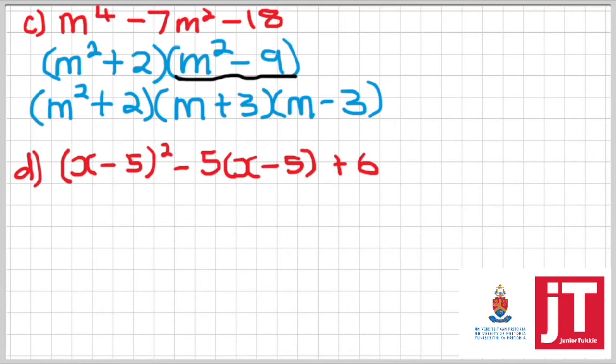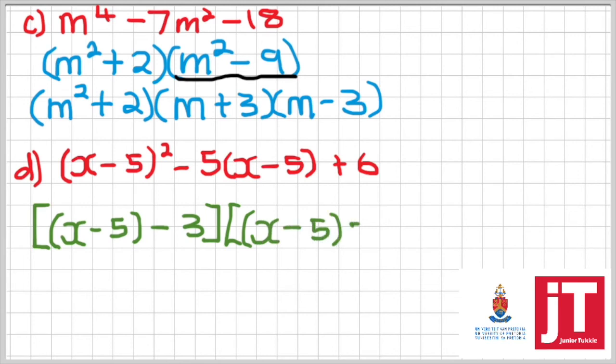Part D, you are given in bracket x minus 5 to the power 2 minus 5 in bracket x minus 5 plus 6. Again, you might want to treat the x minus 5, you may equate it to y, should you choose to. You're going to have y squared minus 5y plus 6. But I'll move straight into it, and I'm going to get my two factors as x minus 5 minus 3, then I'll have x minus 5 minus 2 as my two factors.